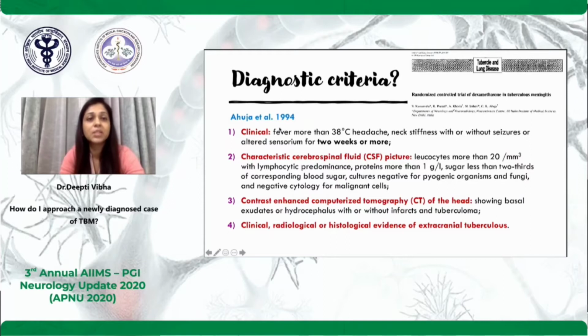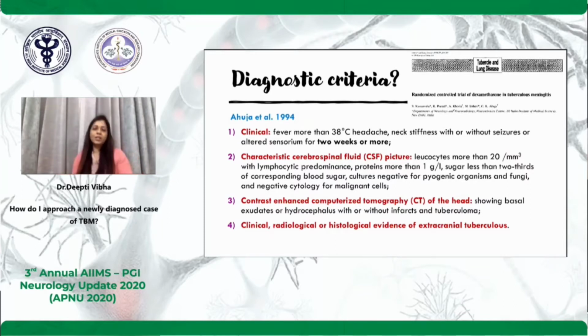Now, remember, this was 1994, when the criteria were a little more loose and could encompass a lot of things. Of course, it included the CSF, which should have pleocytosis, a protein of more than 1 gram per liter, and a sugar of less than 2/3 of the corresponding blood sugar. Culture should be negative to exclude pyogenic and fungal meningitis, with a negative cytology for malignant cells, and a CT which could show basal exudates or hydrocephalus.